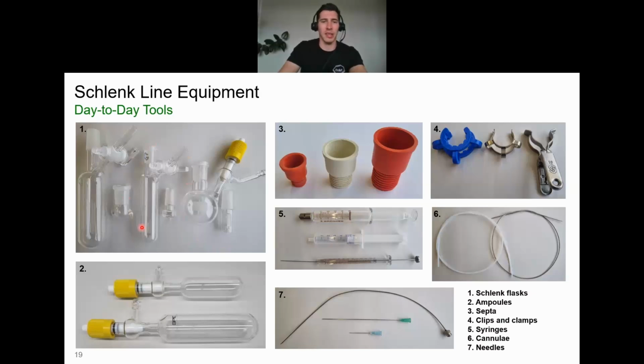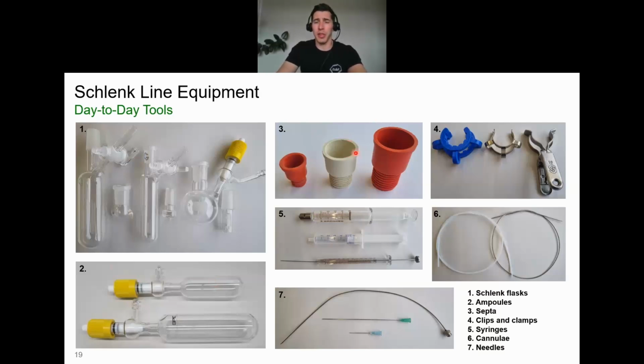There are a few different kinds of Schlenk flasks that come in different sizes. Some have both ground glass joints and Teflon taps. These are particularly useful for distillations. These solvent ampules are really good for the storage of liquid reagents and dry solvents, and the smaller sizes are really good for small scale reactions also.